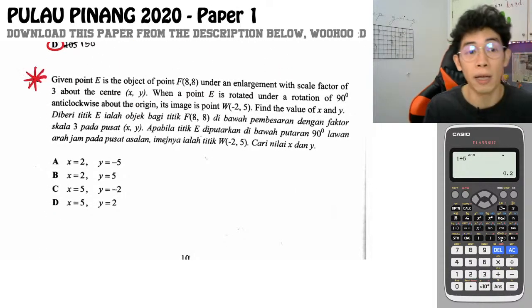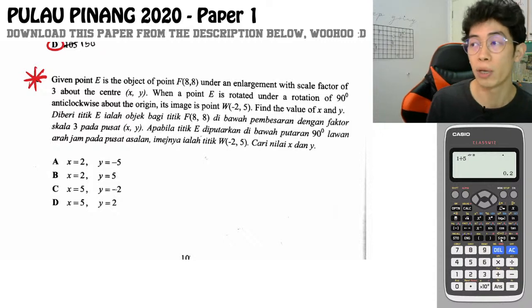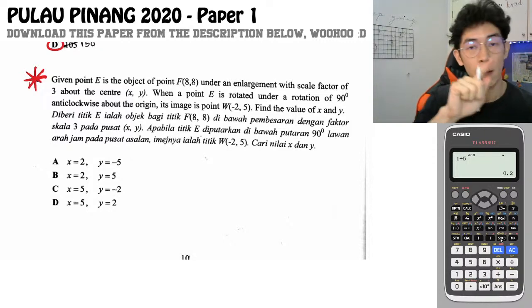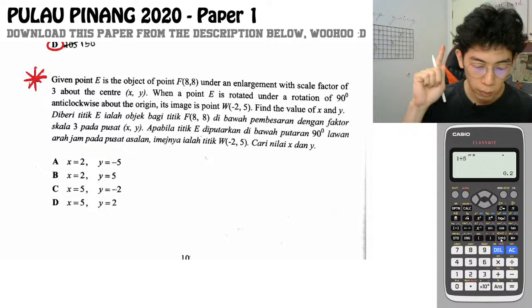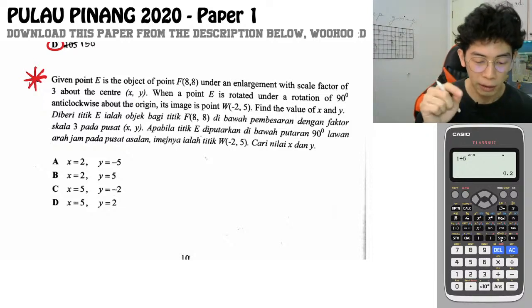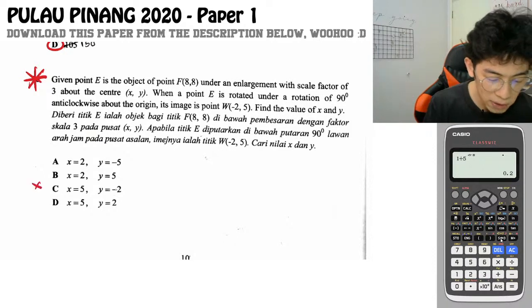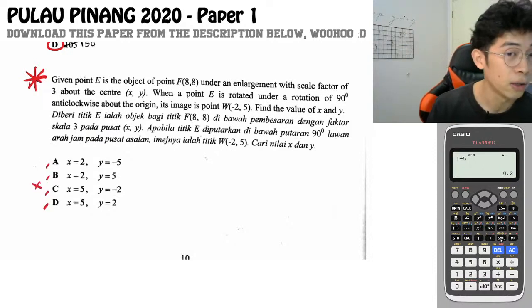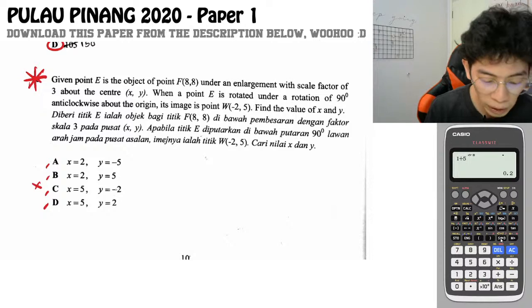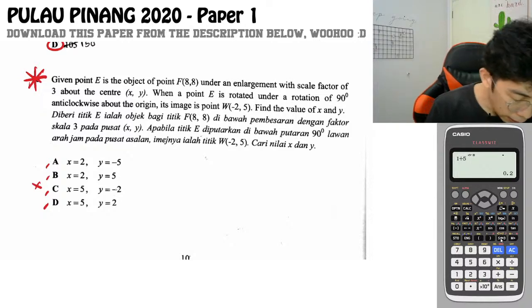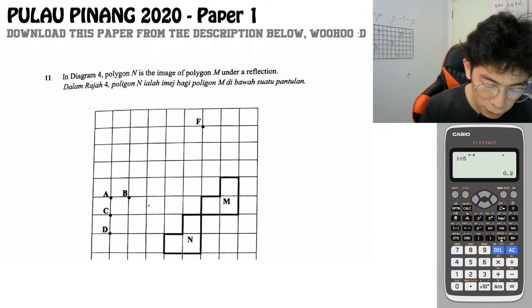Okay everyone, number 10. I will put a link there. You can click the reference back to my previous video that talks about this enlargement in detail. This question, there is no answer given over here. It's something else, so I want you to look at how I solve it. And number 11.